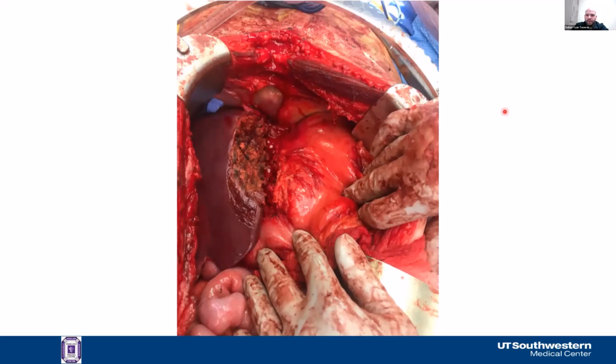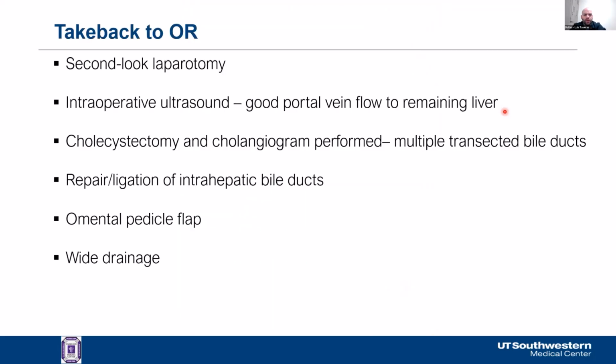After the patient's taken to the ICU for some resuscitation, he eventually comes back to the operating room for a second look. There's an intraoperative ultrasound, and we can see some good portal vein flow to the remaining liver. Cholecystectomy is performed. We do a cholangiogram, and we can tell that there are multiple transected bile ducts. And there's some repair and ligation of some of the leaking intrahepatic bile ducts. And then an omental pedicle flap is placed, and wide drainage.